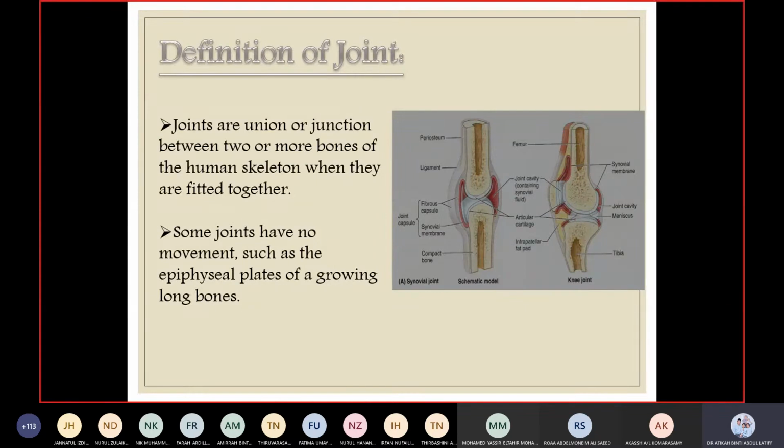Remember the epiphyseal plate, because it is cartilage, made of hyaline cartilage. Some anatomists still consider it a joint because it joins the diaphysis to the metaphysis. By definition, it is still classified as a joint. However, there is no movement at the joint because it is only for growth of the long bone.